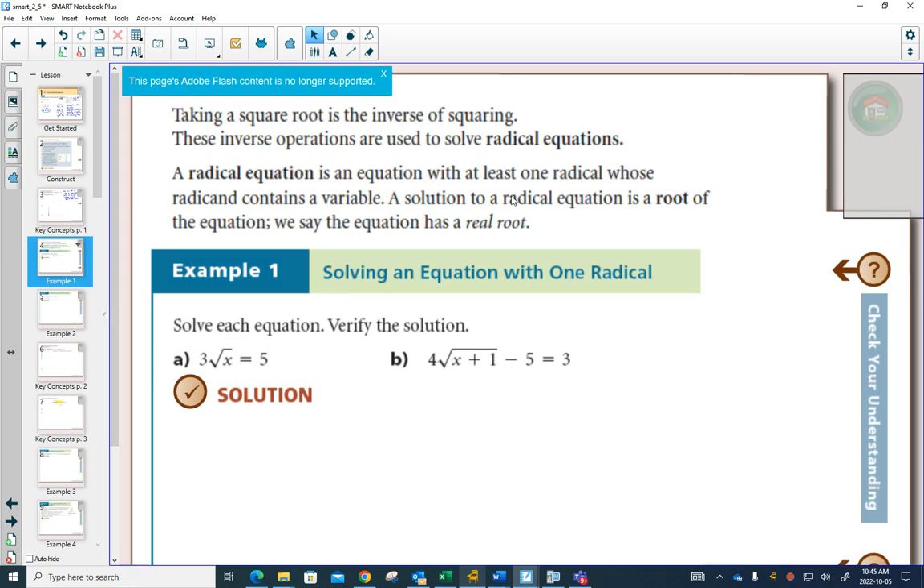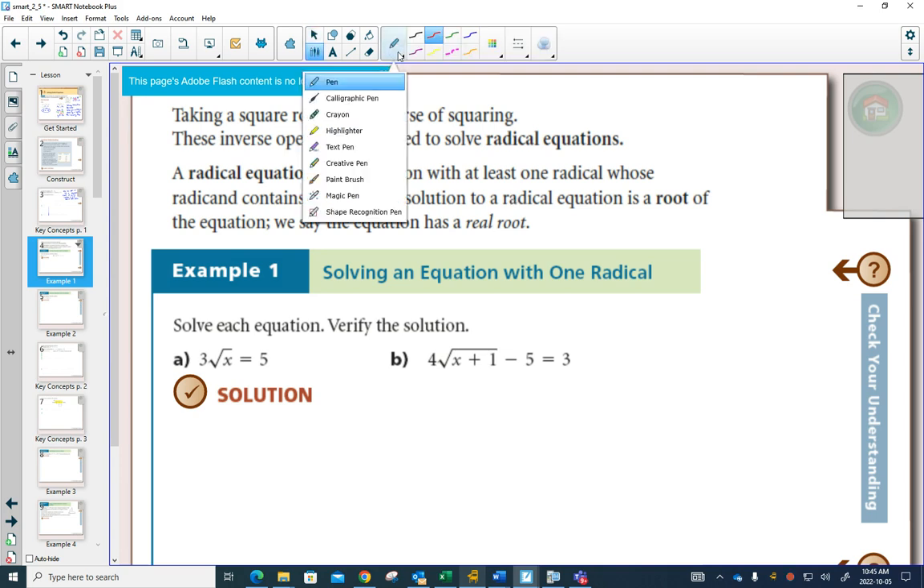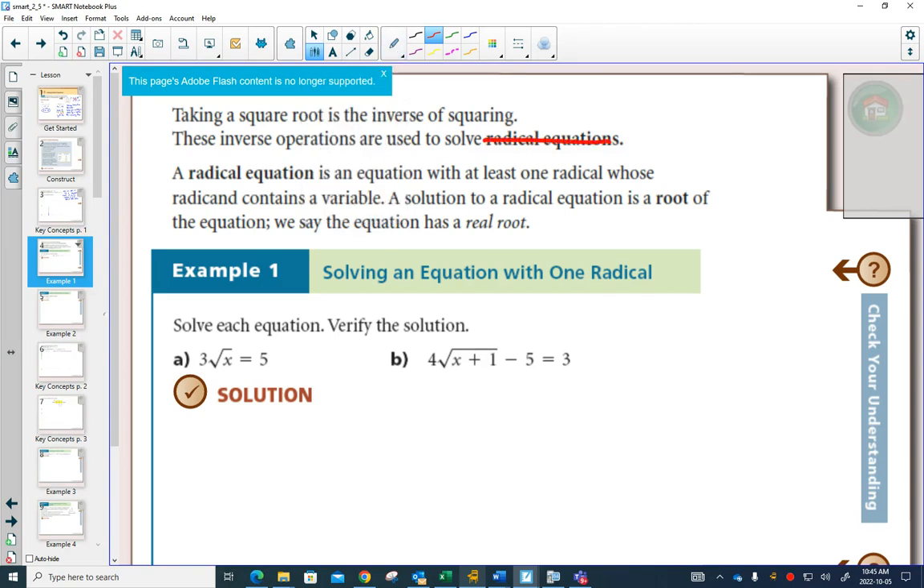So if we were highlighting stuff, oh, I shouldn't have highlighted. Here we go. Nope. How about that one? There we go. I guess this is the one.